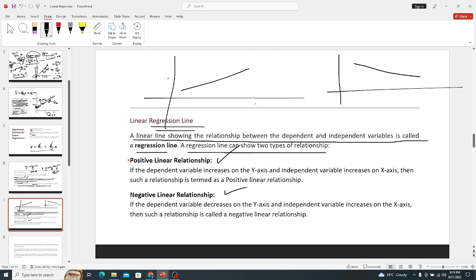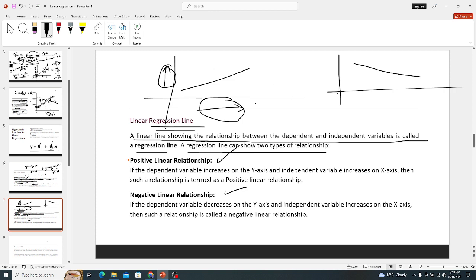For a positive linear relationship, you will find that as the value of y is increasing, so does the value of x. When y is increasing, x is also increasing. When x is increasing, so does y.